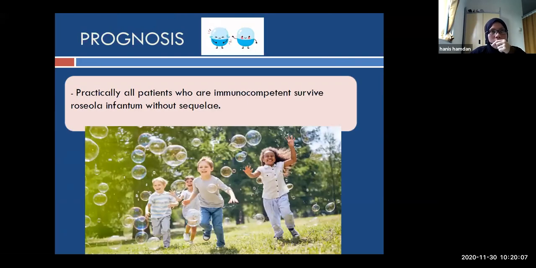As for prognosis of roseola infantum, practically all patients who are immunocompetent will survive roseola infantum without any sequelae.